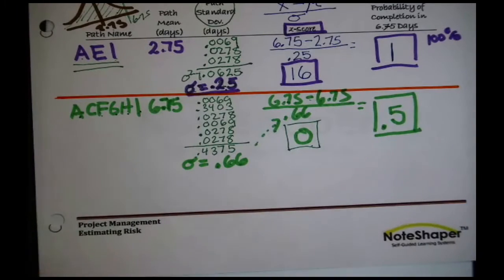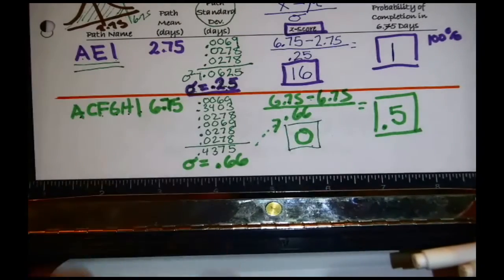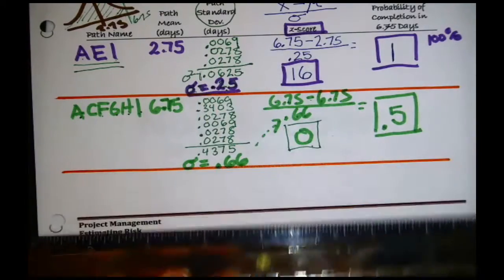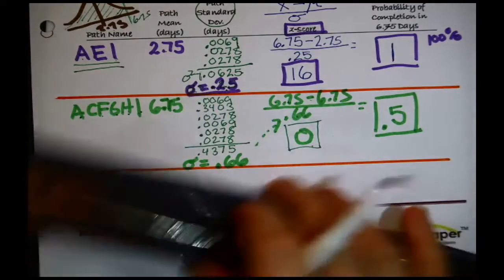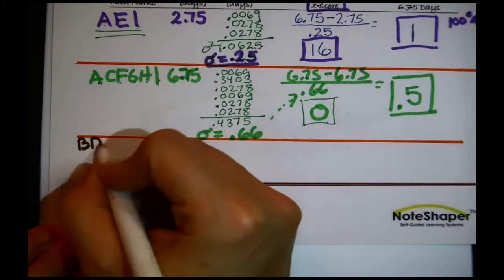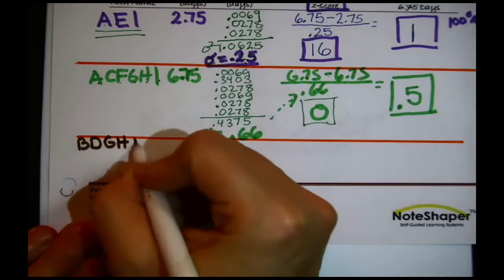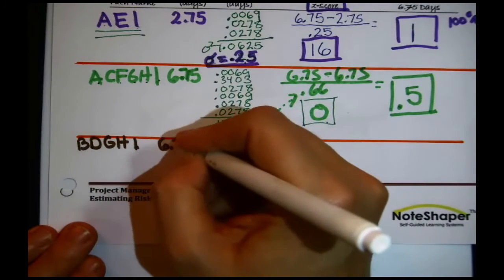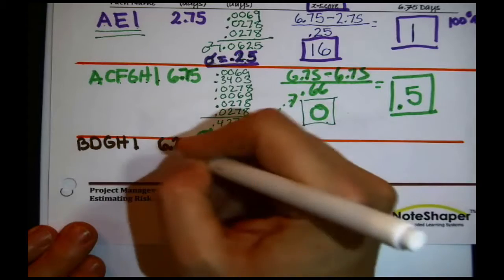And then finally, we have to do this for each and every path. There was one other path. You can find one other path through that network. Let me draw another little border here, just to stay organized. Because the other path through that network is BDGHI. It's just a route from start to finish. If you add up the task lengths along it, you get 6.25.